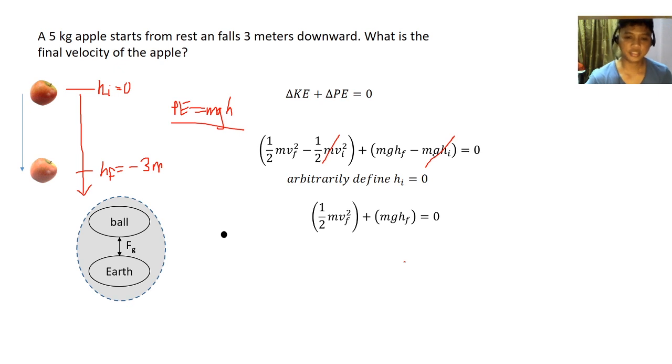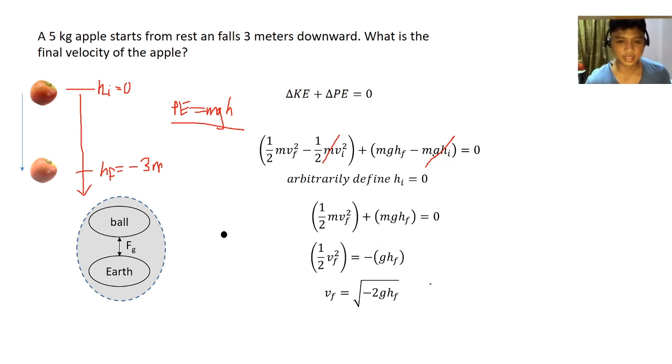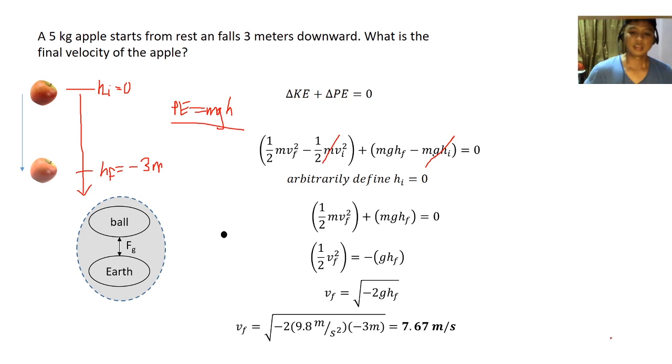simple expressions. And we basically get almost the same formula as the previous one. There's just this negative sign here inside the square root. Don't worry about that, because remember our h is negative. H final is negative 3. So those negatives will turn into positive, so we don't have to deal with imaginary numbers. We also get the same answer, 7.67 meters per second.